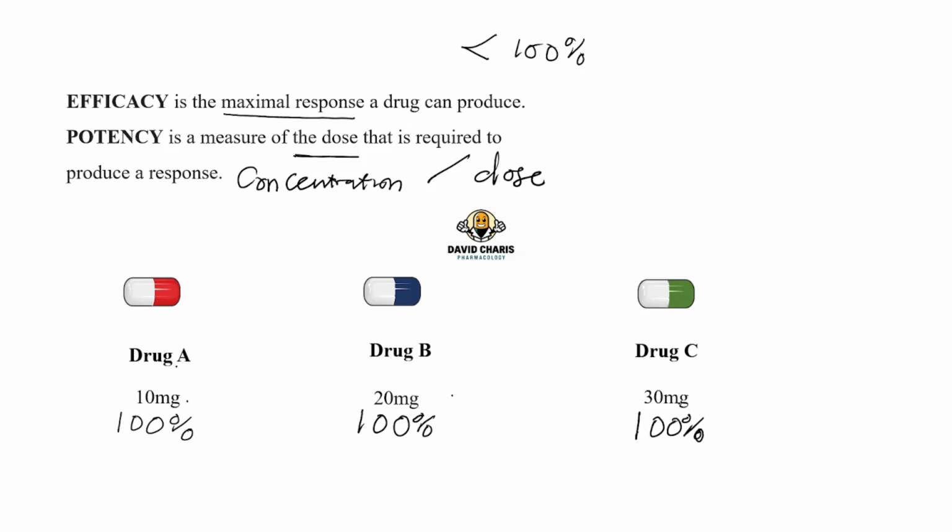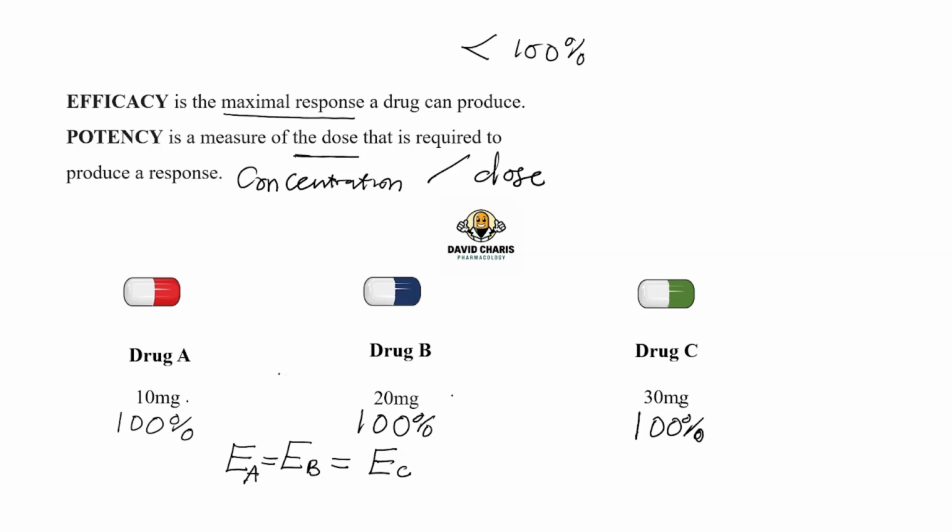Now, drug A, drug B, and drug C are of the same efficacy. I'll denote the efficacy by E. Their efficacy is the same: the efficacy of A, the same as the efficacy of B, the same as the efficacy of C. These drugs are of the same efficacy. The only difference is that the doses at which they produce this given response, this 100% reduction in pain, are different.